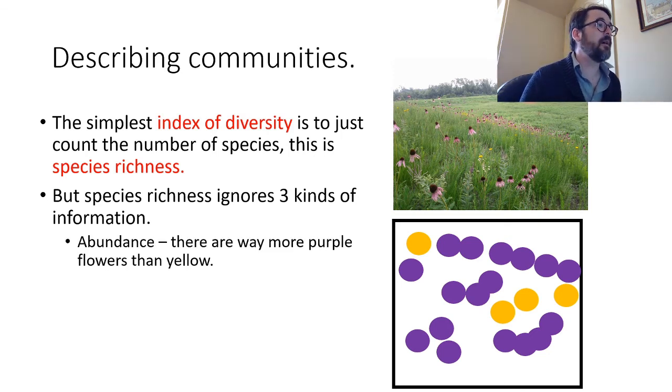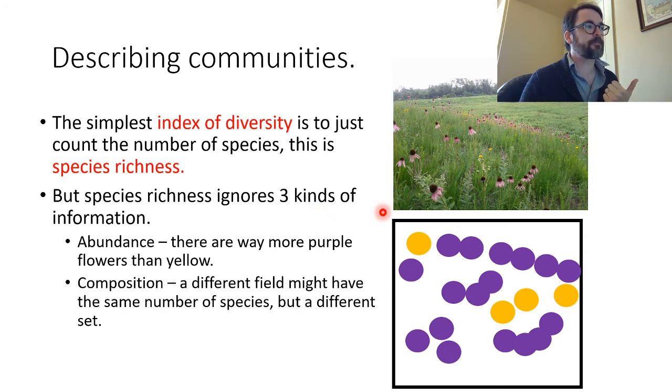Cool. But you're destroying 3 kinds of information with species richness. One of those is abundance, right? The reason why I've got this purple thing up here is because there's way more of the purple asters, purple coneflowers, than there are of whatever the yellow species is, probably some kind of lactuca. We're also missing composition, right? A different field might have the same number of species, but a completely different set of species, right?